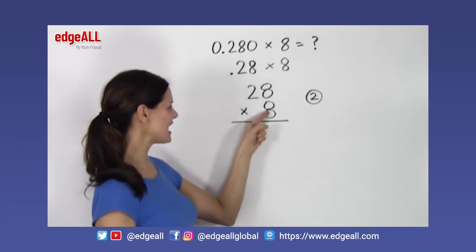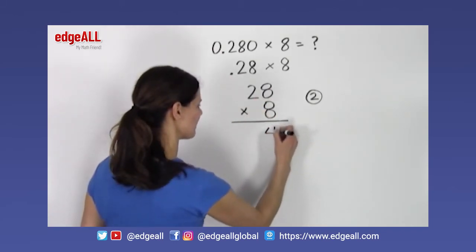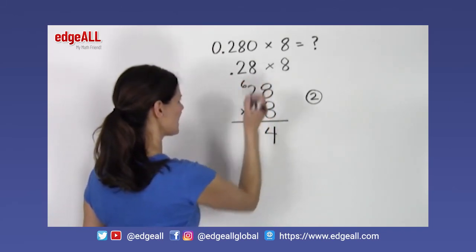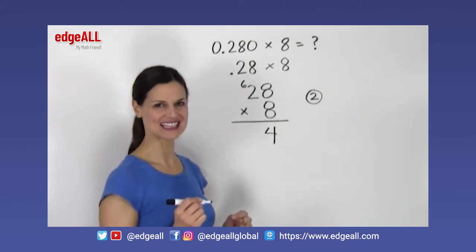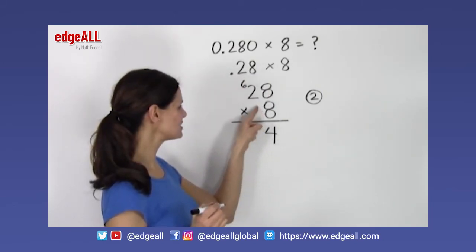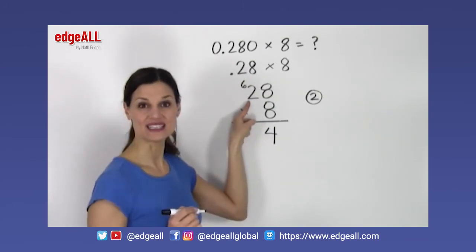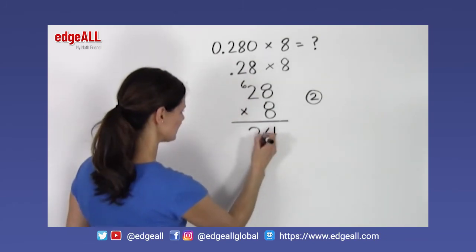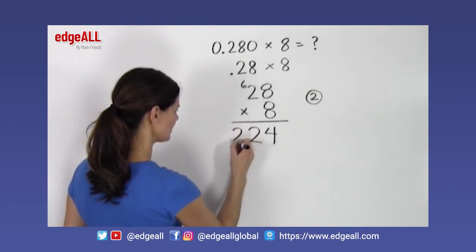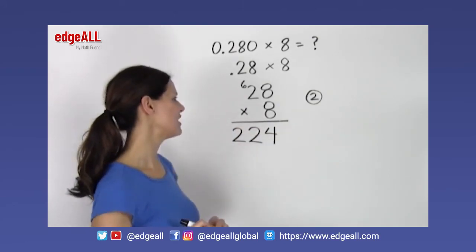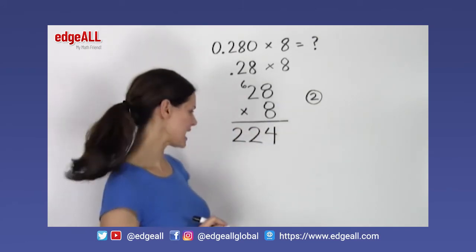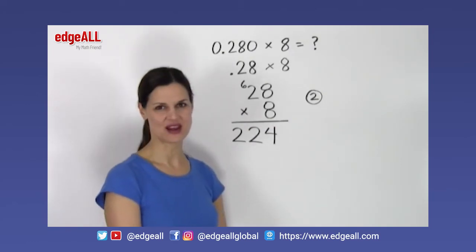And I just need to do my 8 times 8 equals 64. Put my 4 here, carry or regroup the 6. And then 8 times 2 is 16. Add 6 is 22. And so I simply put my 22 here. And I have an answer of 28 times 8 equals 224.